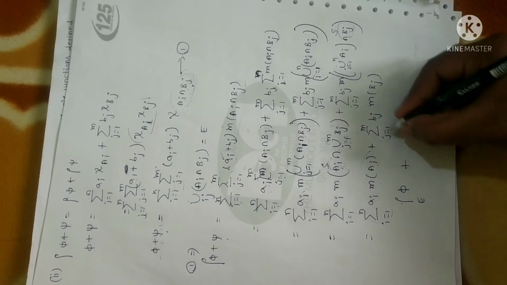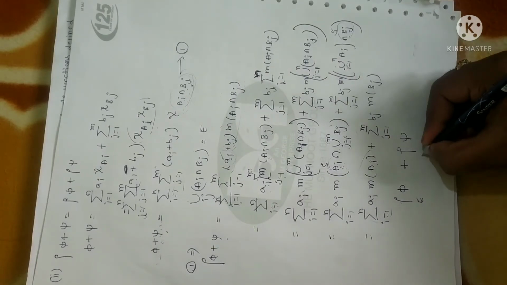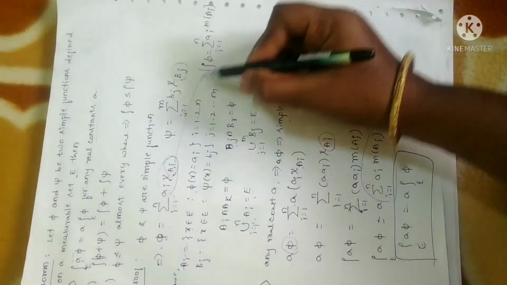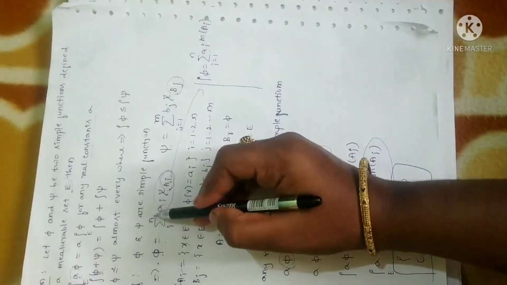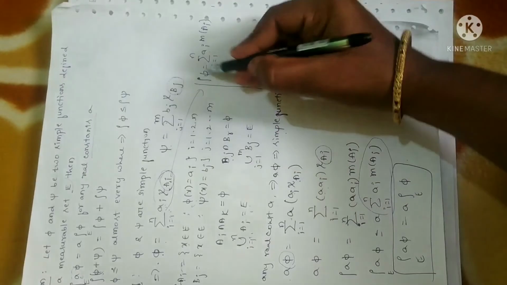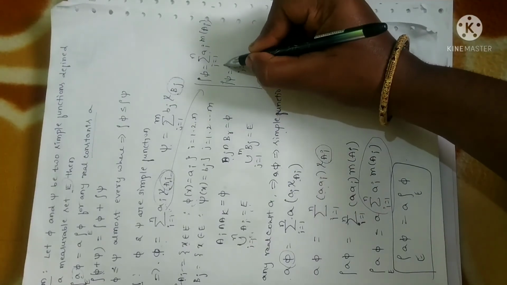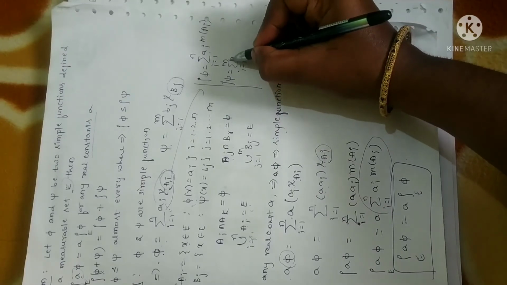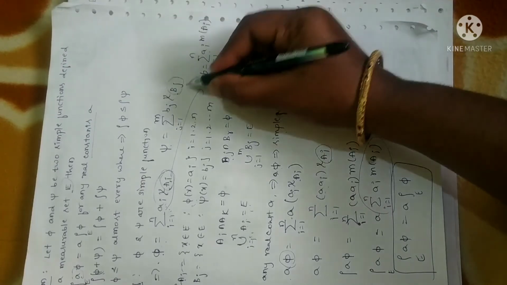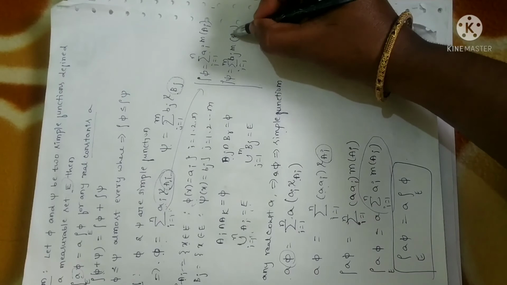Similarly, this is integral over psi. Why? Because at the beginning, what I have assumed, you can see here, integral over pi is none other than ai into measure of ai. Similarly, when you take integral over psi, what you are going to get? Summation, this is all standard, you have to remember. Summation bj into measure of bj you are going to get. So that is what we have obtained here.